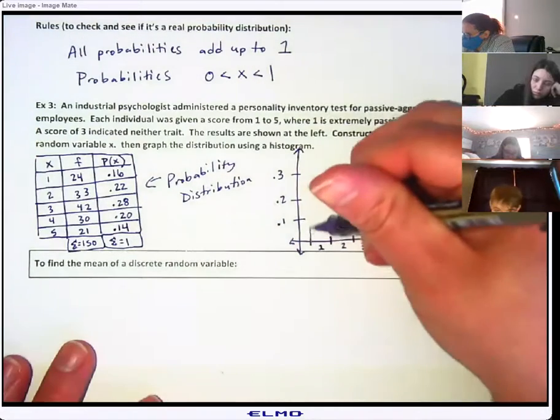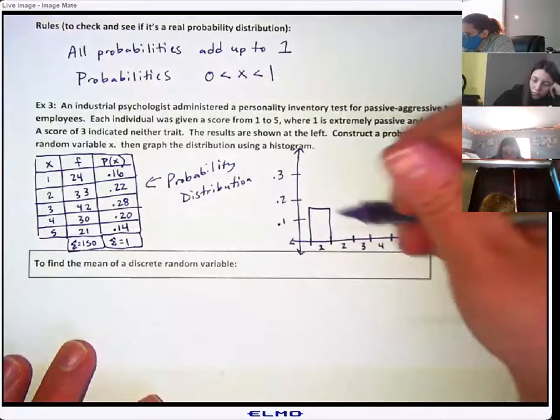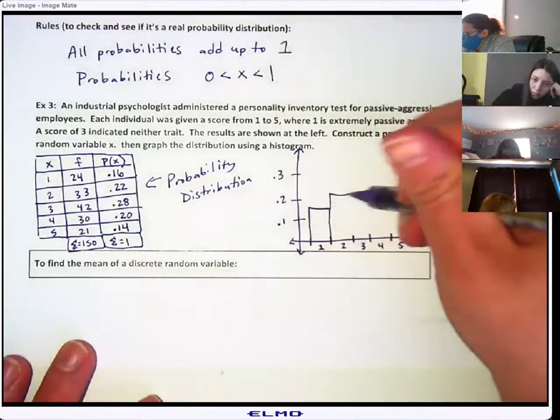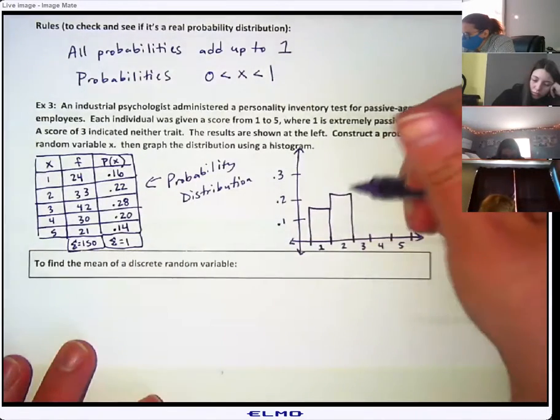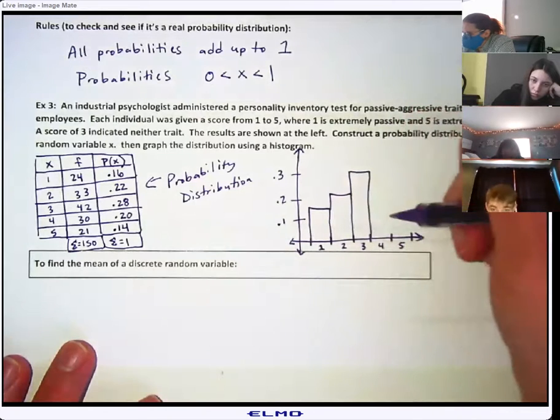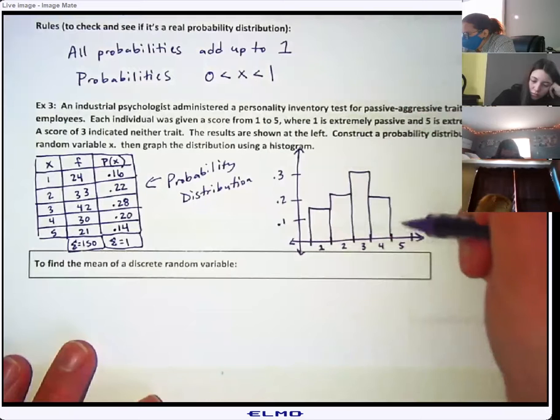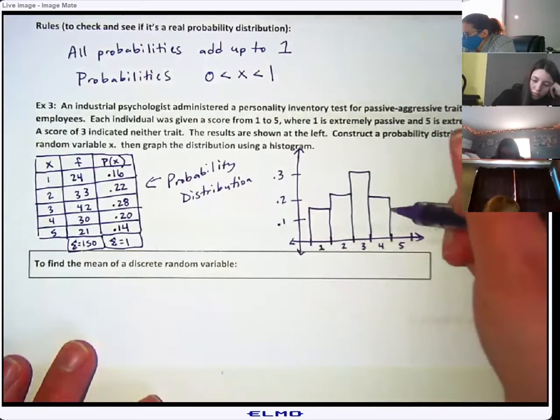Let's see, getting a 1 is like a 16%. A 2 is a 22%. A 3 goes up to 28. A 4 is a solid 20%. A 5 is 14.